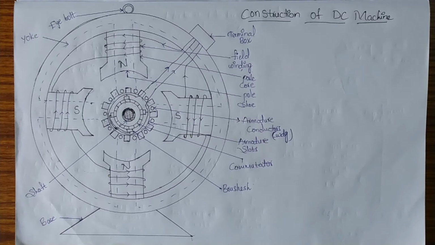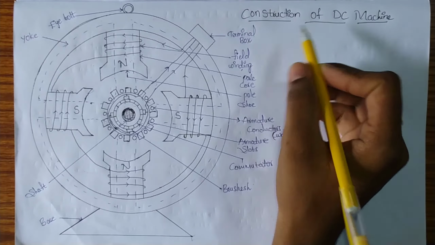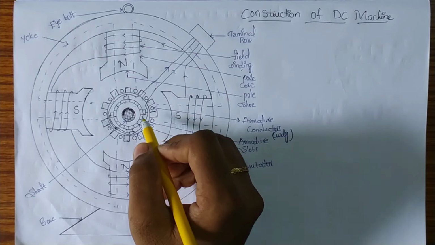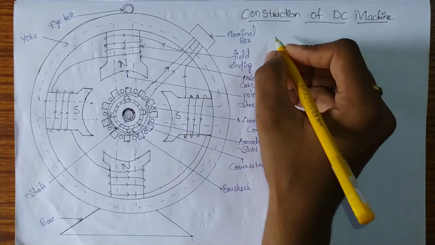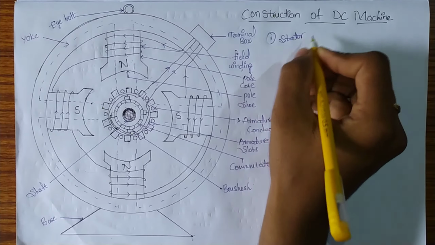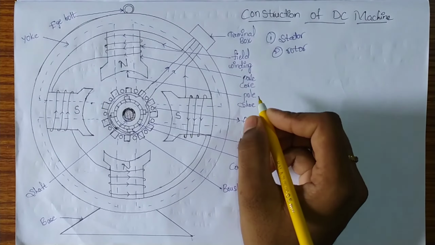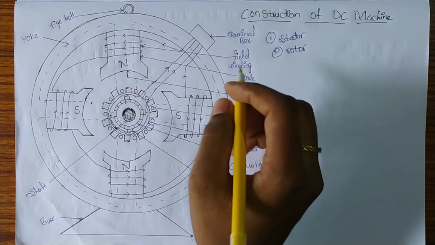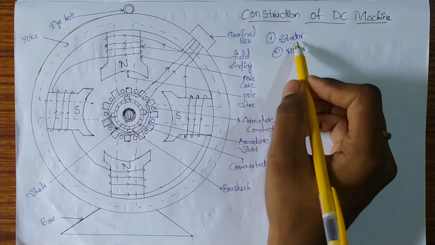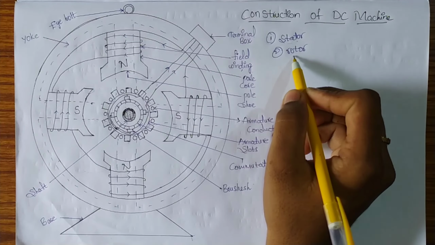So first of all, now we go through the construction of a DC machine. Here you can observe that this is a cross-sectional view of a DC machine, and the DC machine mainly consists of two parts. One is the stator and the second one is the rotor. Stator is a stationary part, it is not rotatable. And the rotor is a rotating part.